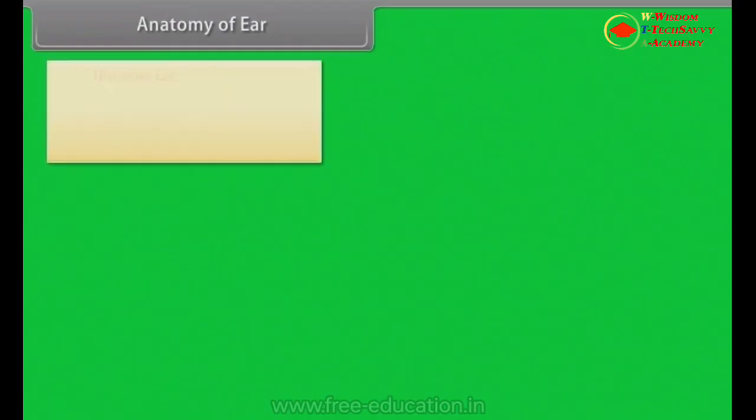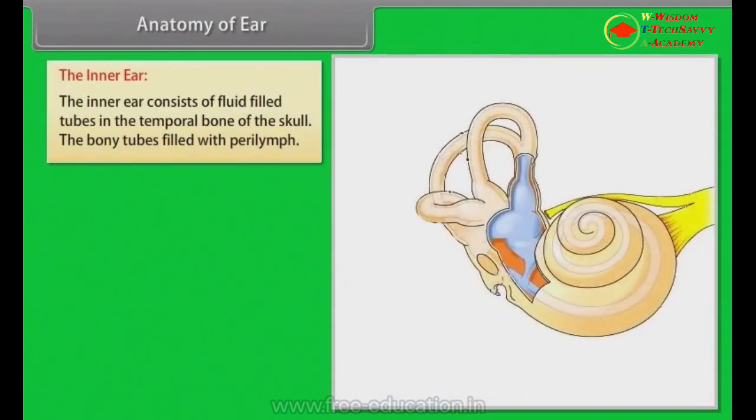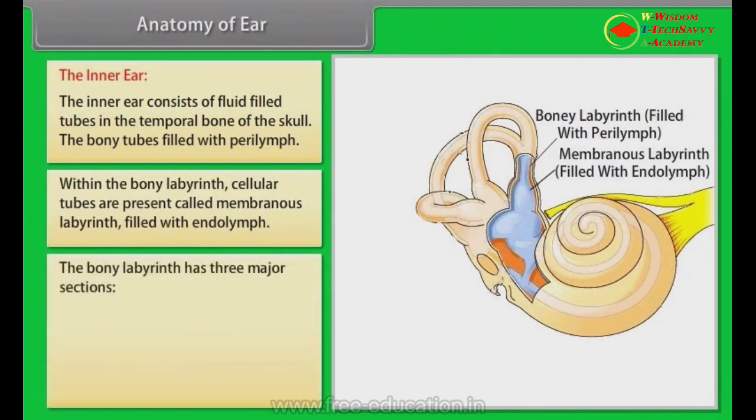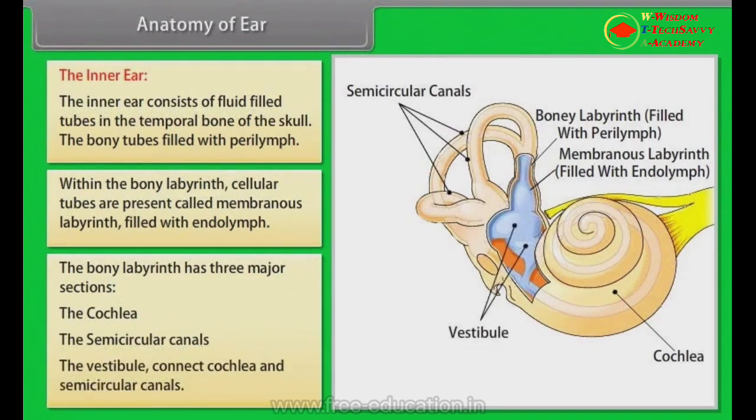Anatomy of the ear. The inner ear. The inner ear consists of fluid-filled tubes in the temporal bone of the skull. The bony tubes are filled with perilymph. Within the bony labyrinth, cellular tubes are present, called the membranous labyrinth, filled with endolymph. The bony labyrinth has three major sections: the cochlea, the semicircular canals, and the vestibule, connected to the cochlea and semicircular canals.